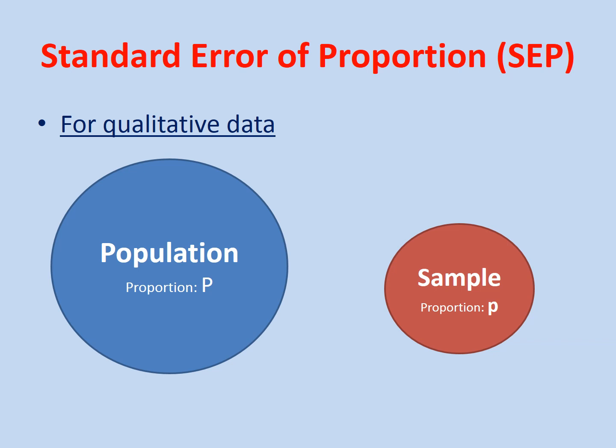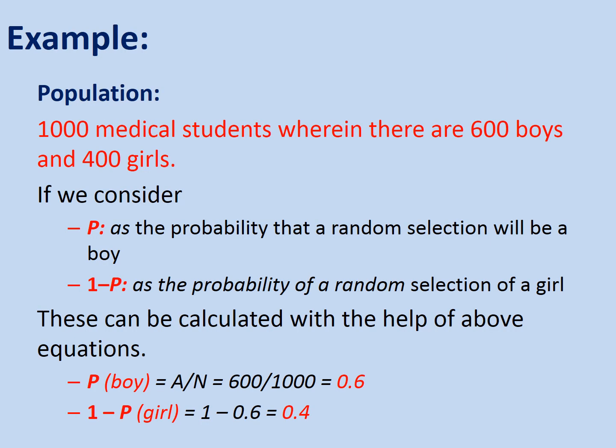So the population proportion, meaning the proportion of hypertension in the whole Loni town, is denoted by capital P, while the proportion of persons with hypertension in the sample of 200 persons is denoted by small p. Okay. Let's understand the concept of probability with the help of an example on the screen.